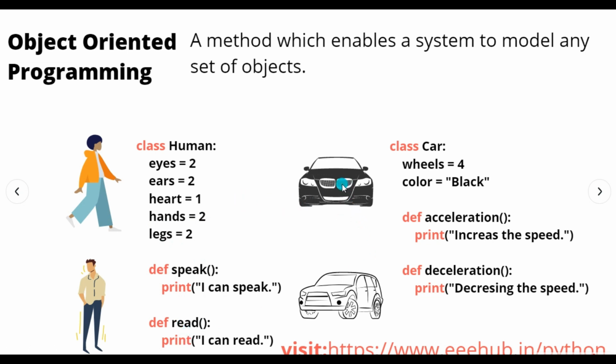Similarly, the second example is a car. A car is an object, and we can model this car in Python like this. A car has 4 wheels, a color, and 2 functions: acceleration, which helps us increase the speed, and deceleration, which helps us decrease the speed. You see how these objects can easily be modeled into the program, and this is the functionality that the Python language provides us. That's why it is called an object-oriented programming language.